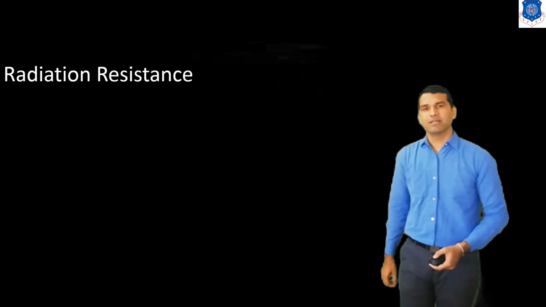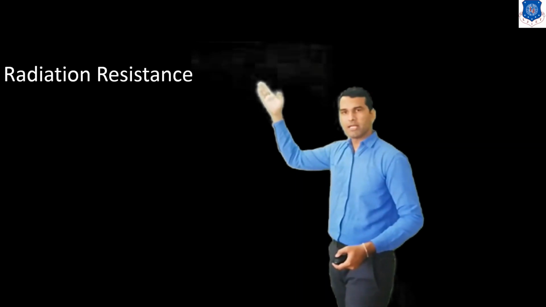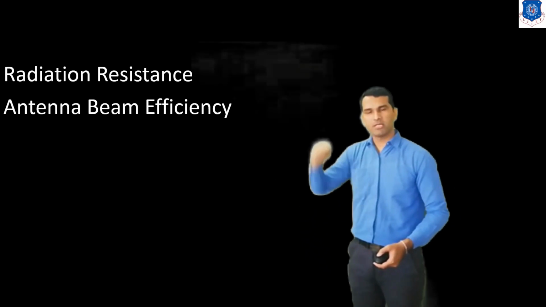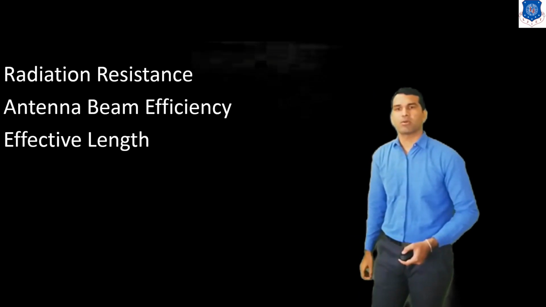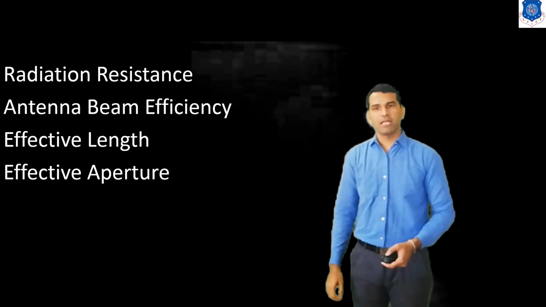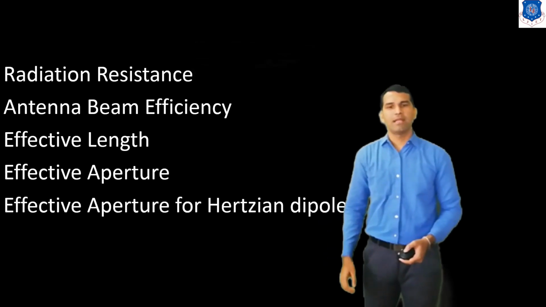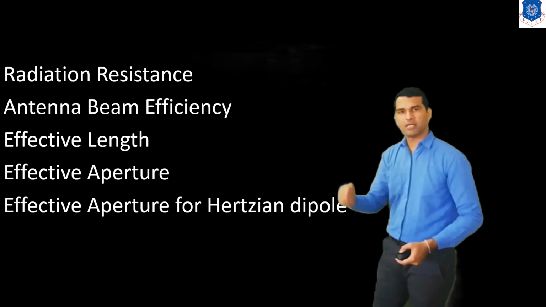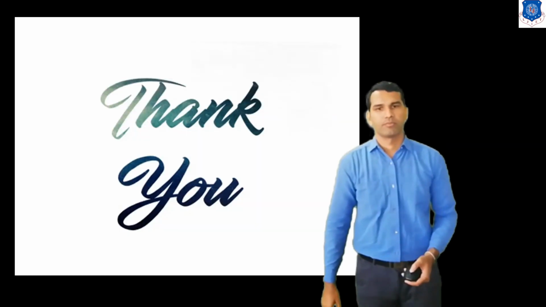So in this lecture, first we discussed the radiation resistance, then the antenna beam efficiency, next the effective length, then the effective aperture, and last the effective aperture for the Hertzian dipole. Thank you.